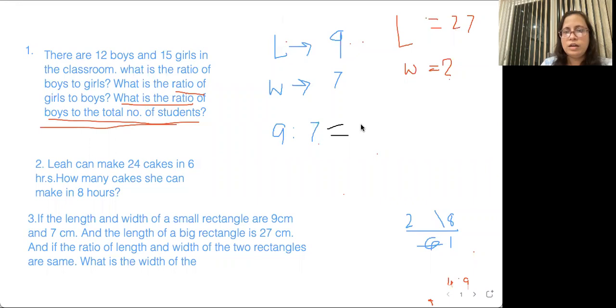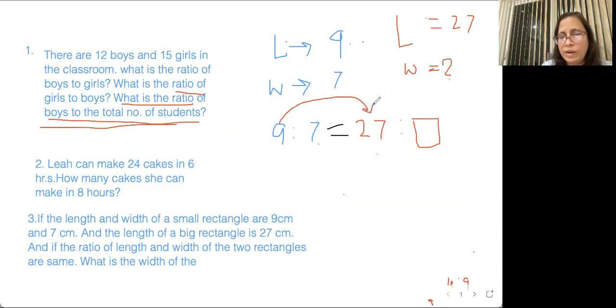is to, I don't know the width of the big rectangle, right? So here we'll do something different. Earlier we made it a fraction, and we did cross multiply to find the unknown variable. But here we will find it in another way. What is the relation between 9 and 27? How many 9 can go in 27? If you multiply 9 by 3, you'll get 27, right? So you can do the same thing here because the ratio is the same. So 7 times 3 is what? 7 times 3 is 21.